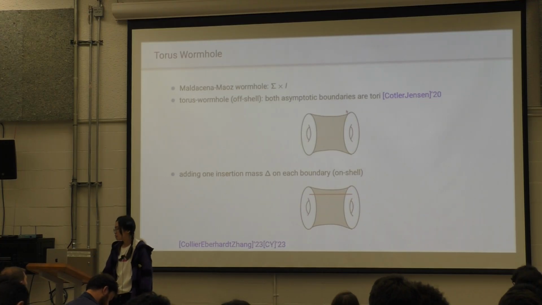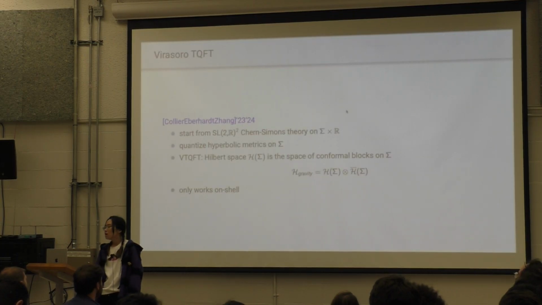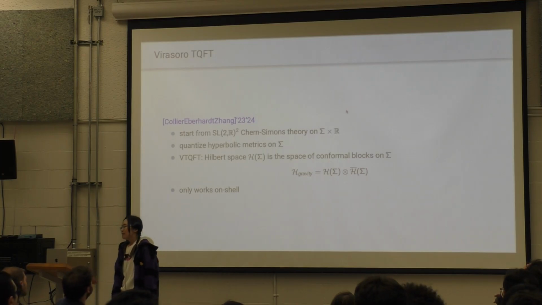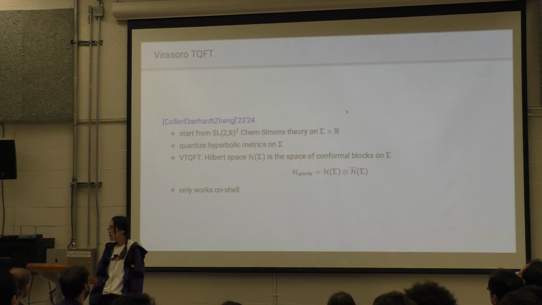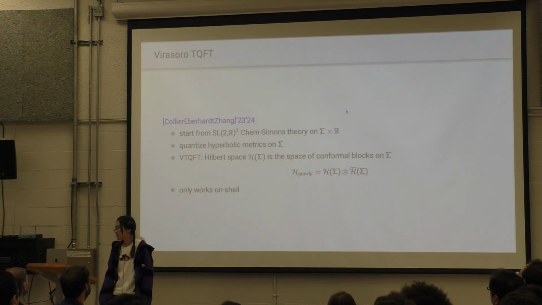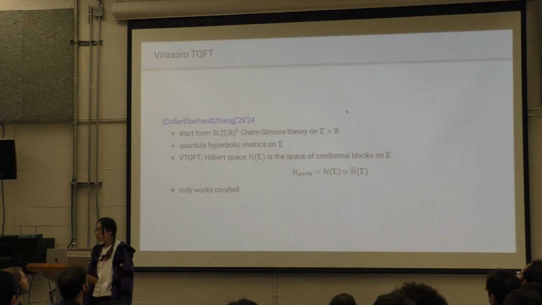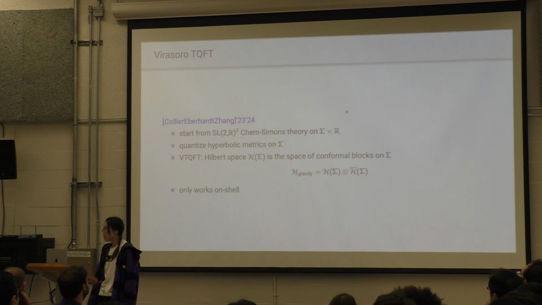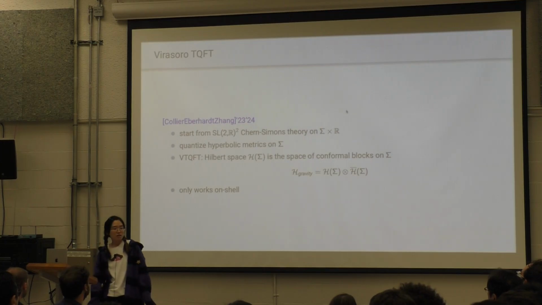But today I'm going to talk about how to do that using their work, the Virasoro TQFT. So Virasoro TQFT is something that we start from the SL(2,R)² Chern-Simons theory on sigma times R, and then we quantize the hyperbolic metric on sigma. So it has Hilbert space H of sigma, the space of the conformal blocks on sigma. So the Hilbert space of gravity is two copies of H sigma glued together. This theory works only on-shell, but we are trying to do an on-shell calculation and extrapolate to off-shell geometries.